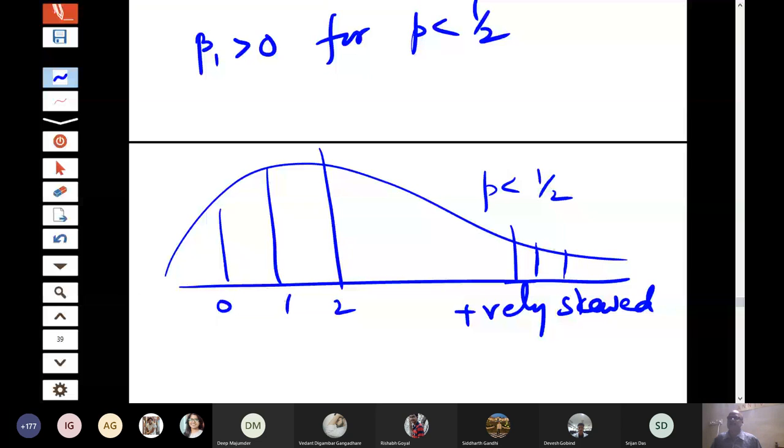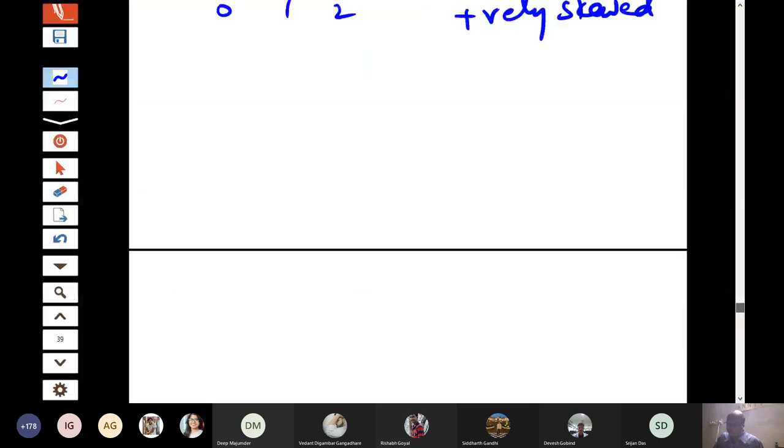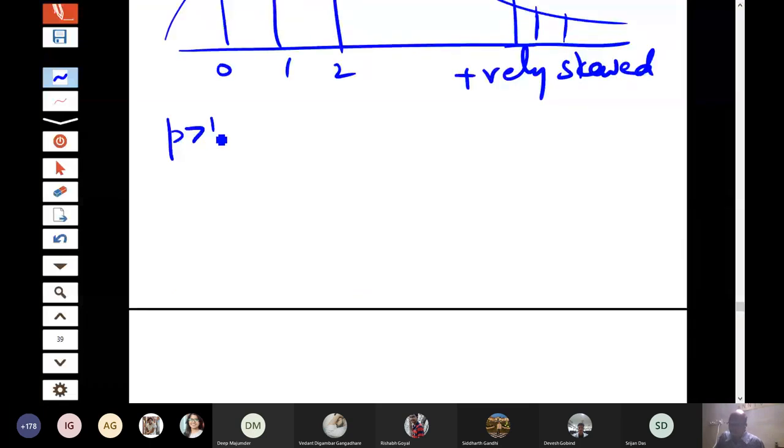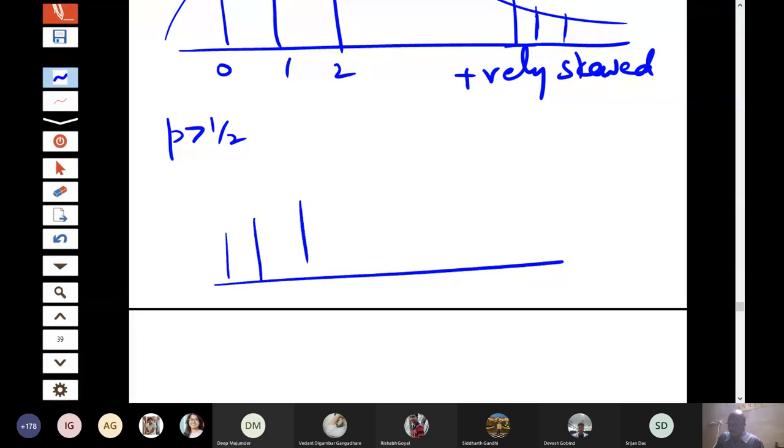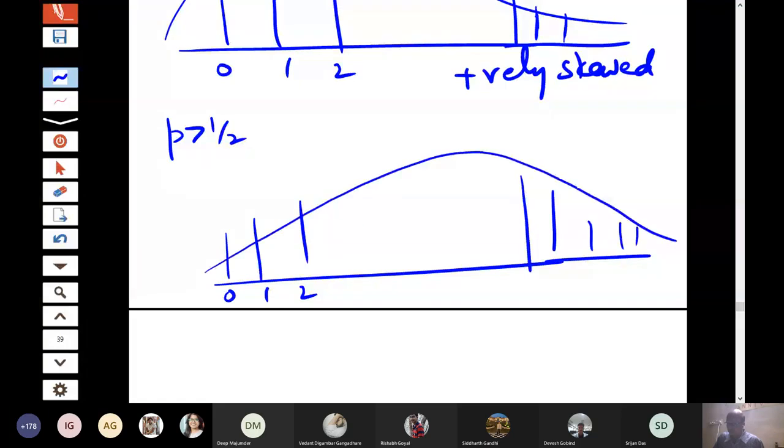See, if I am saying p is less than half, that means success probability is less than half. So therefore, the probability of more number of successes will become small. The probability of more number of failures will become higher. On the other hand, if I have p greater than half, then the probabilities in the beginning will be less and these probabilities will be much higher on the right. Okay. So this will become negatively skewed.